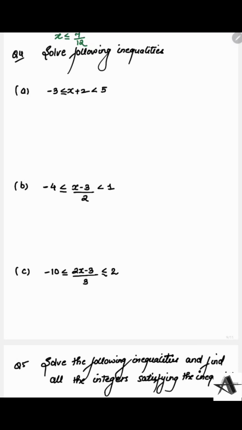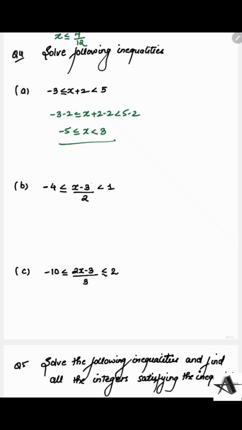So first subtract 2 from both sides. You will get minus 3 minus 2 less than or equal to x plus 2 minus 2 less than 5 minus 2. So this will be minus 3 minus 2 is negative 5, less than or equal to x, and 2 minus 2 is 0, and this is less than 3. This is the final inequality. That is, x is lying between negative 5 and 3, whereas it is equal to negative 5 but cannot be equal to 3. It's just less than it.